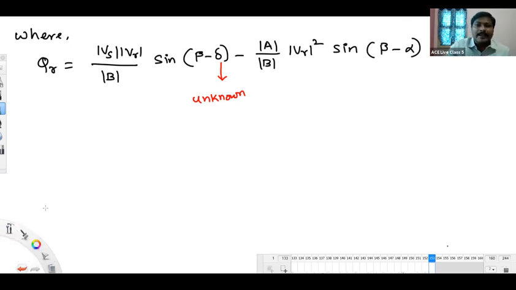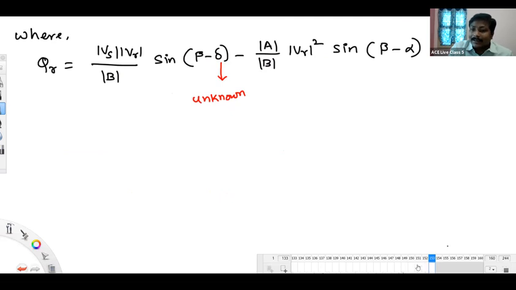Okay, let's take up this. Mod A value is 0.85. Mod B is 200, VR square is 275 square, beta will be 75 degrees, alpha is 5 degrees. Clear? So this delta we have to calculate now. How to calculate the delta?